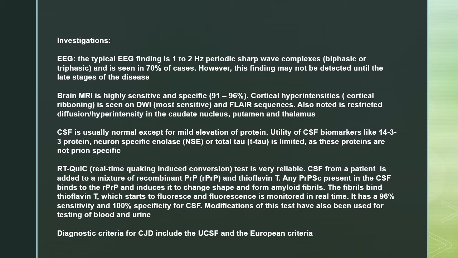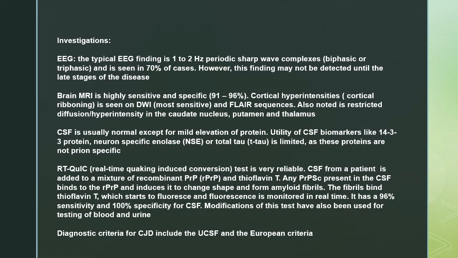Investigations. EEG. The typical EEG finding is 1 to 2 Hz periodic sharp wave complexes, biphasic or triphasic, and is seen in 70% of the cases. However, this finding may not be detected until later stages of the disease.